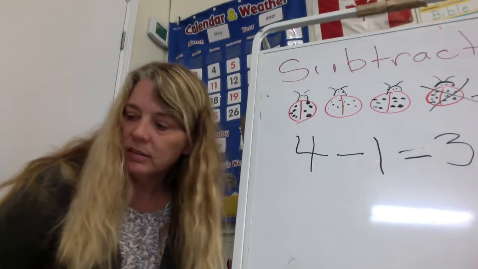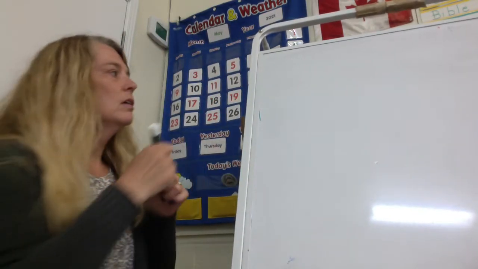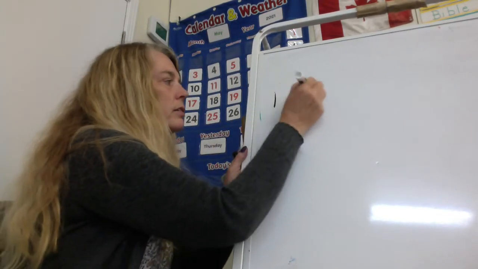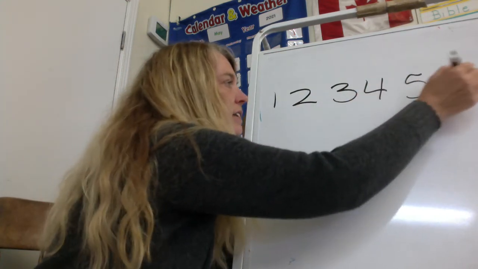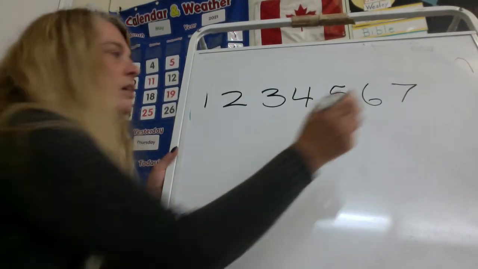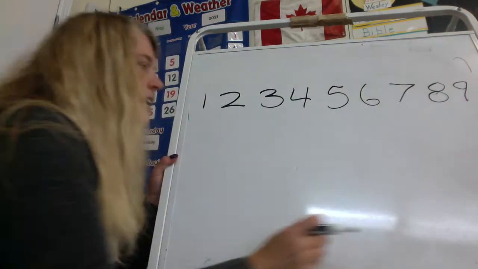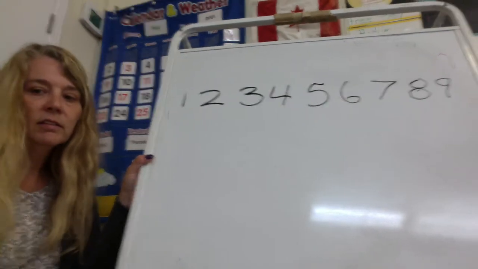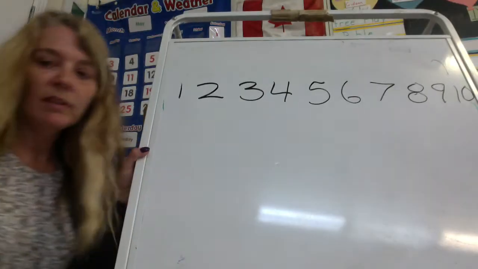So here's the whiteboard, and I'm going to go ahead and put that number line on there that we talked about. Just a line of numbers. So 1, 2, 3, 4, 5, 6, 7, 8, 9, and 10. All right.